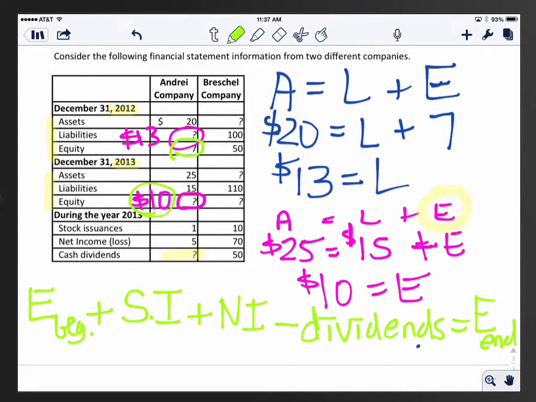Well, equity at the beginning of the year was $7. We know that. It was given. Stock issuances are given right here, $1. Net income is given right here, $5. Dividends, we're going to subtract those. They're unknown, so we'll put a D for dividends, unknown. And our ending equity, we've already figured that out, is $10. So all we've got to do is solve for the missing item.